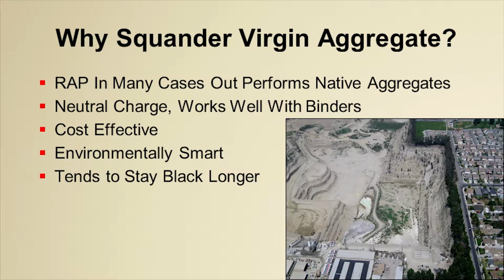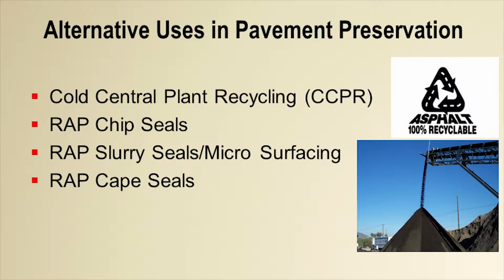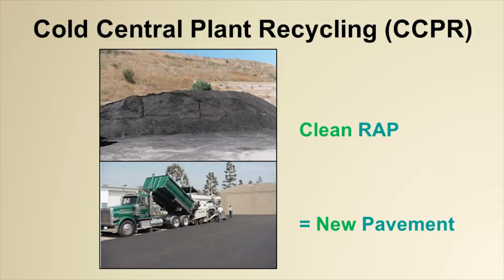RAP, if you look at it from a structural standpoint, has really good characteristics. It's some of our better aggregates. Right now we're importing aggregates from other countries because our aggregate sources are drying out. And when you use it in pavement preservation, it tends to look a little bit better and lasts a little bit longer. It has really good binding characteristics. So today I'm going to talk about cold central plant recycling, RAP chip seals, RAP slurry seals and microsurfacing, and RAP cape seals.